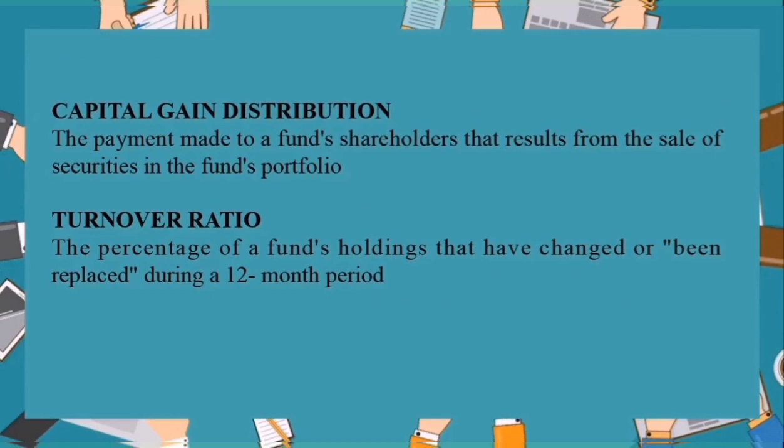Next is capital gain distribution. For example, Maria owns 100 shares of XYZ Mutual Fund. Then the price is $40 per share on November 29, for a total value of $4,000. So that's the example of the gain distribution.